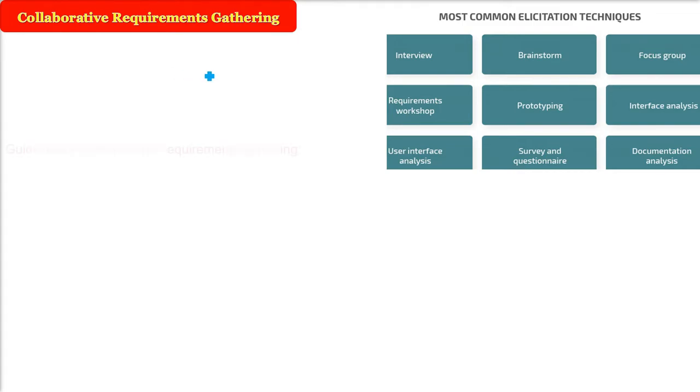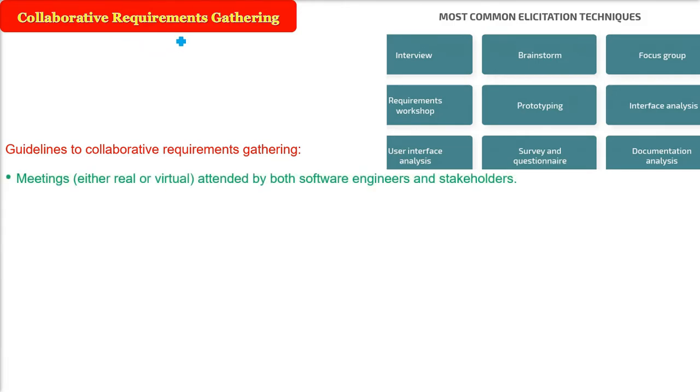That is, all the parties should sit together, they discuss, and then finally get to certain points where both agree on the requirements. So what are the guidelines for this collaborative requirements gathering? There are certain rules. Collaboration will get you more information.